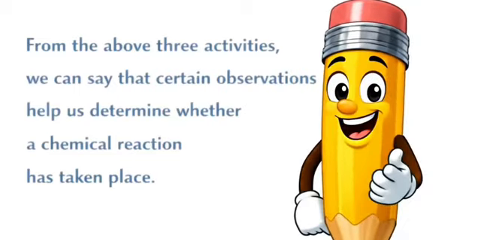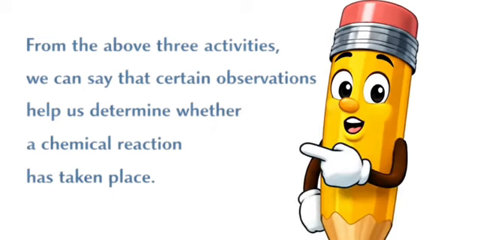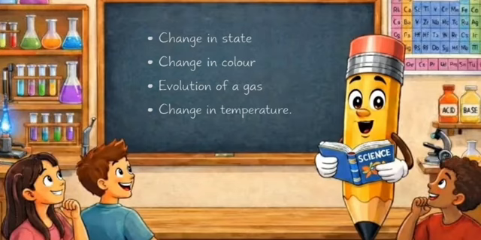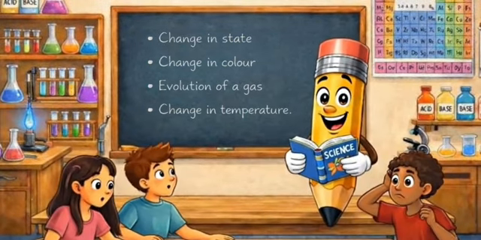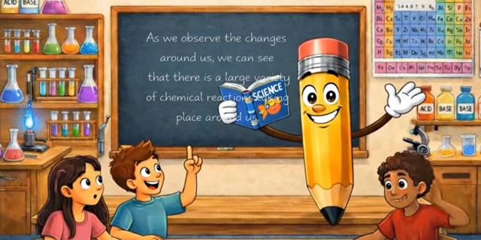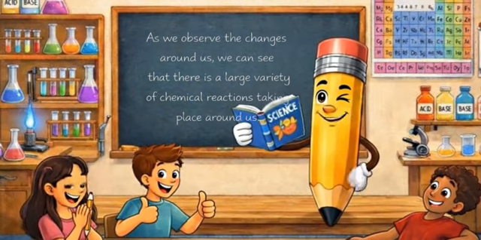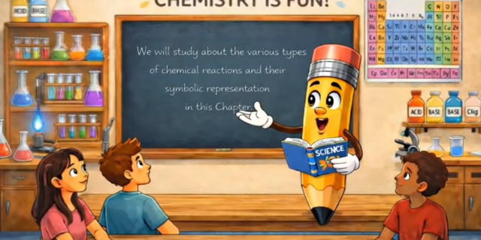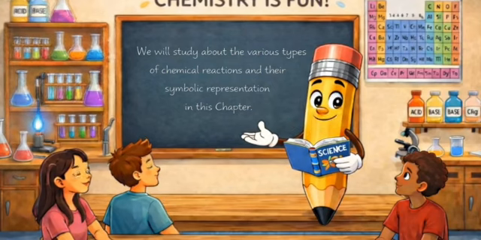From the above three activities, we can say that certain observations help us determine whether a chemical reaction has taken place: change in state, change in color, evolution of gas, change in temperature. As we observe the changes around us, we can see that there is a large variety of chemical reactions taking place around us. We will study about the various types of chemical reactions and their symbolic representation in this chapter.